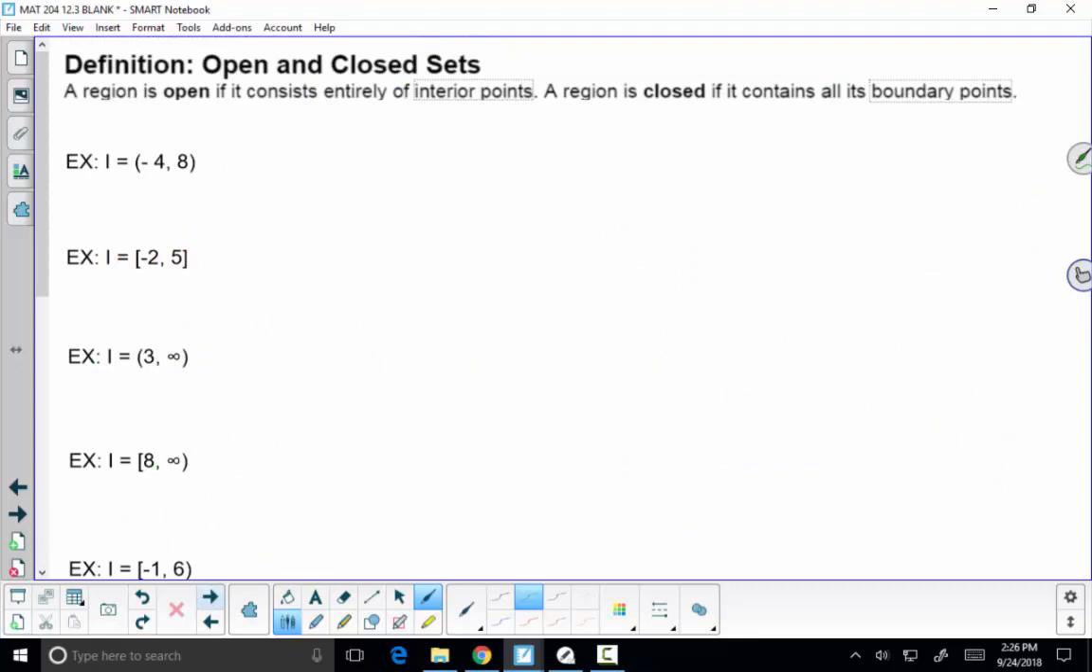So a region is open. This is a definition. A region or a set is open if it consists entirely of interior points. This gets at the terminology you've used all along. Haven't you called this an open interval forever? That's an open interval. This is a closed interval, this is a partially open interval, or sometimes a partially closed interval, you can say either. That's why we call it an open interval. It's an open interval because all of its points are interior.